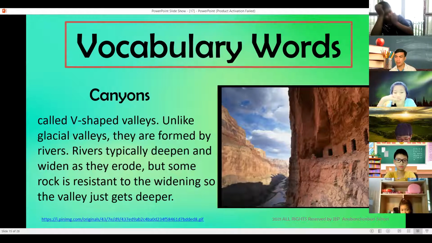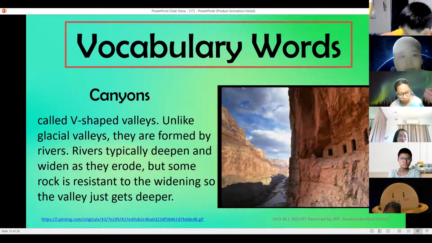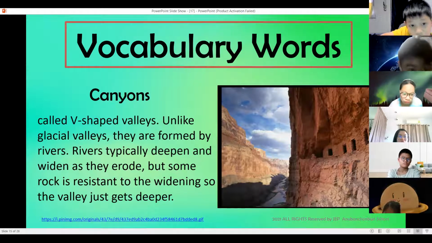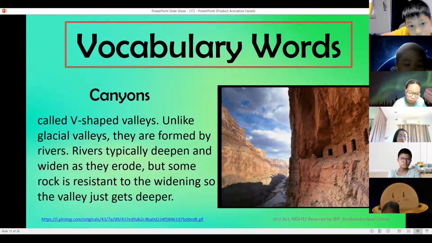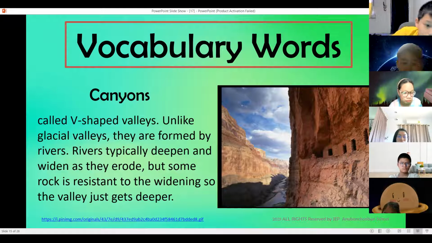Canyons. I will ask Faradi, number 31, to read canyons, please. Called V-shaped valley. Unlike glacial valley, they are formed by river, typically deep and wide as they erode, but some rock is resistant to the widening, so the valley just gets deeper.